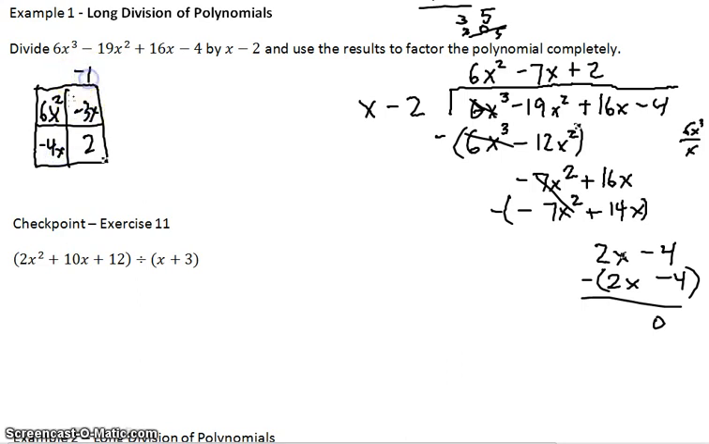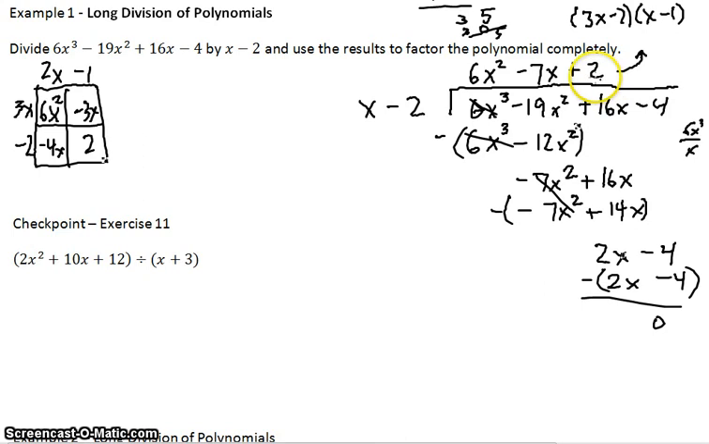These two have a negative 1 in common. These two have a 2x in common. These have a 3x in common. These have a negative 2 in common. So this expression here factors into 3x minus 2 times x minus 1.